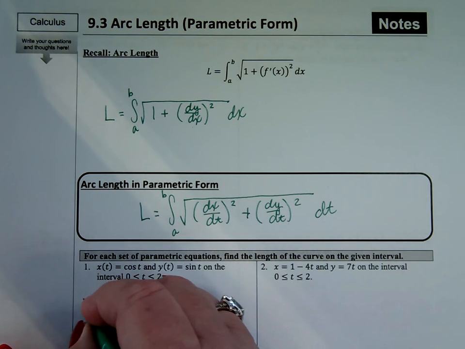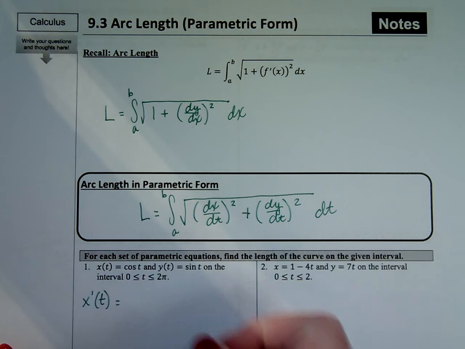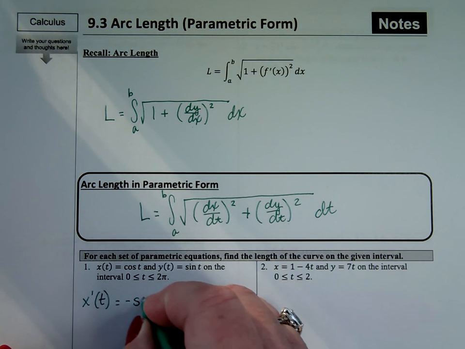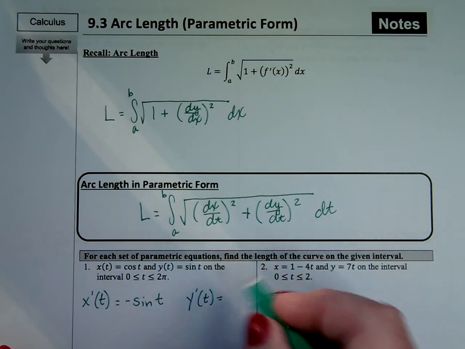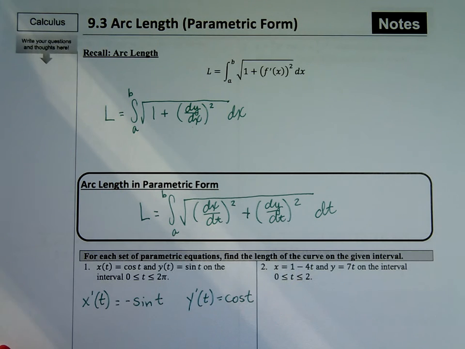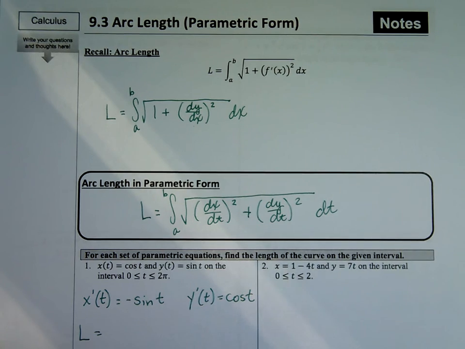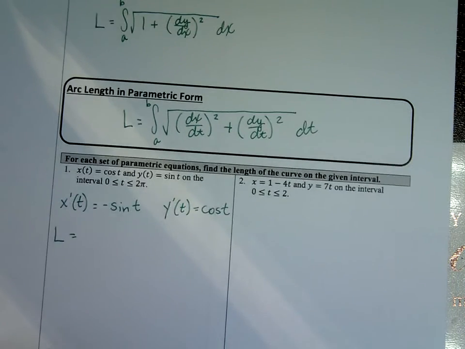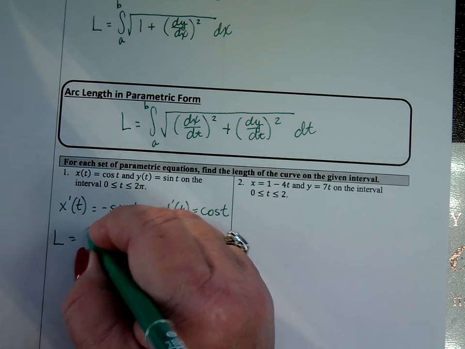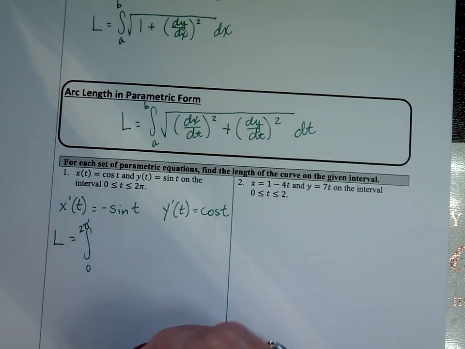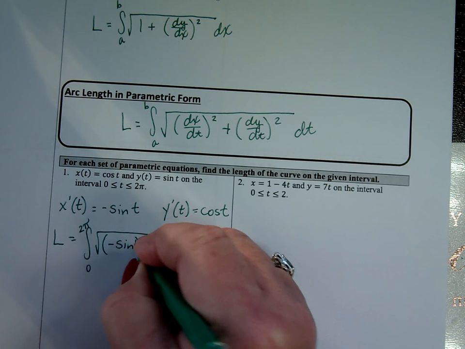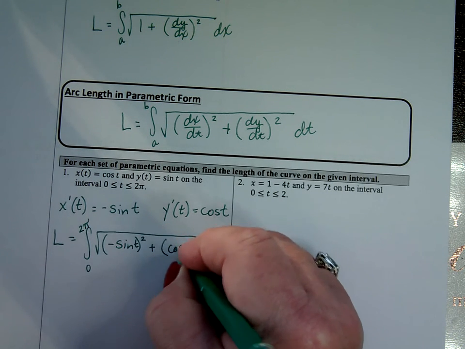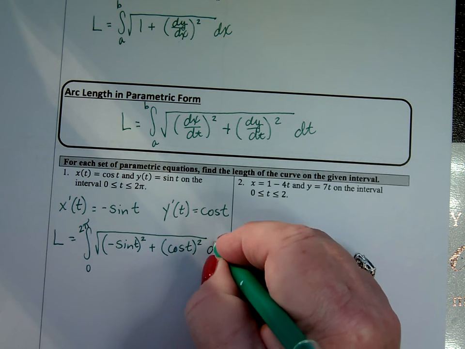Number one, this one's going to be hopefully a relatively short video. I want to know what x prime of t is. Well, the derivative of cosine is negative sine. And I need to know what y prime of t is. Well, the derivative of sine is cosine of t. And so what I'm then going to do is put it into my formula right here. I'm taking the x prime of t and the y prime of t and plugging it in. And they're telling me I'm going between 0 and 2 pi. There's my bounds, 0 and 2 pi. I have a big old square root, negative sine of t squared plus cosine of t squared dt.